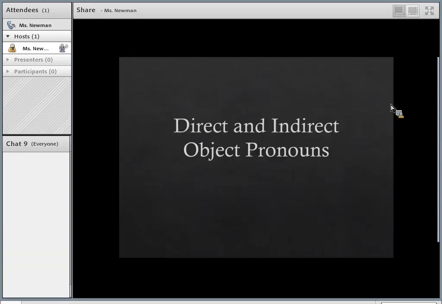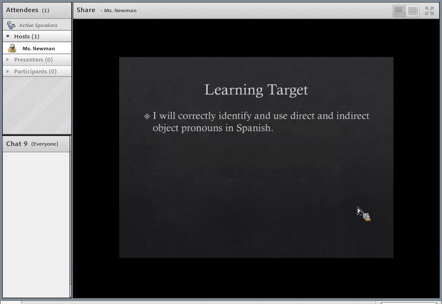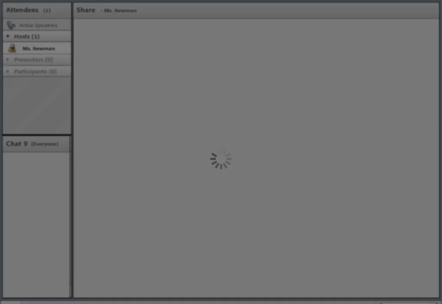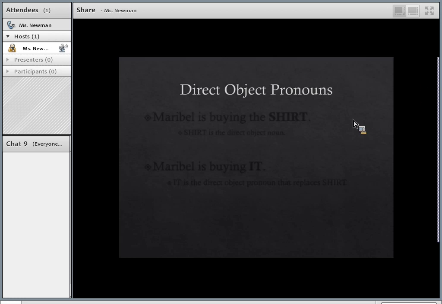Okay, now we're going to talk about direct and indirect object pronouns. Learning target: I will correctly identify and use direct and indirect object pronouns in Spanish. Okay, so here we have direct object pronouns. Hopefully this is just a review from Spanish 1.